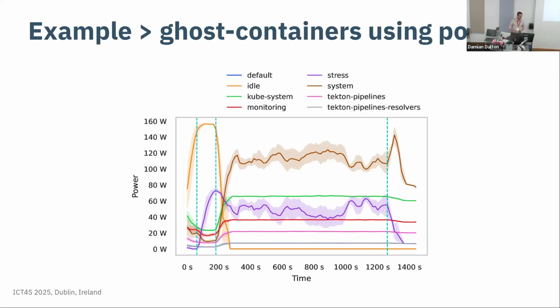And we see something very interesting happen, which is the system namespace. The brown line is reported at approximately 100, 120 watts. The system namespace doesn't exist. This is Kepler basically hallucinating and saying, I don't know, I'm throwing my hands up. I don't know where this power is coming from, even though we had only one significant workload.